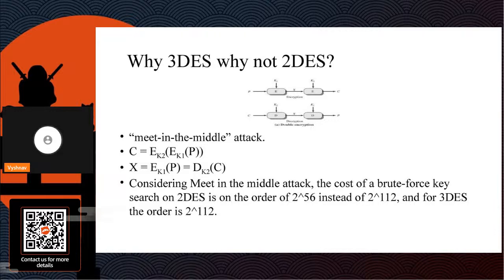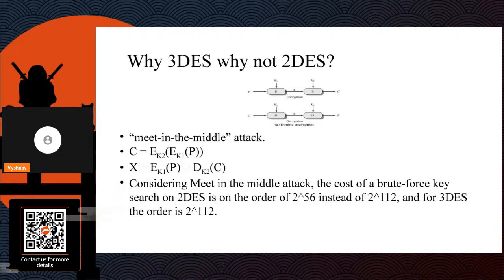It is also known as a known plain text attack. Here the attacker knows one or more plain text and ciphertext pairs formed with the secret key. The plain text is encrypted to get the ciphertext, and the ciphertext is decrypted to get the plain text. Let's say we are using double DES. In double DES, we encrypt two times, one with key 1 and one with key 2. The plain text is encrypted with key 1 to produce X. The ciphertext is decrypted with key 2 to produce X. As we can see, these two X are the same.